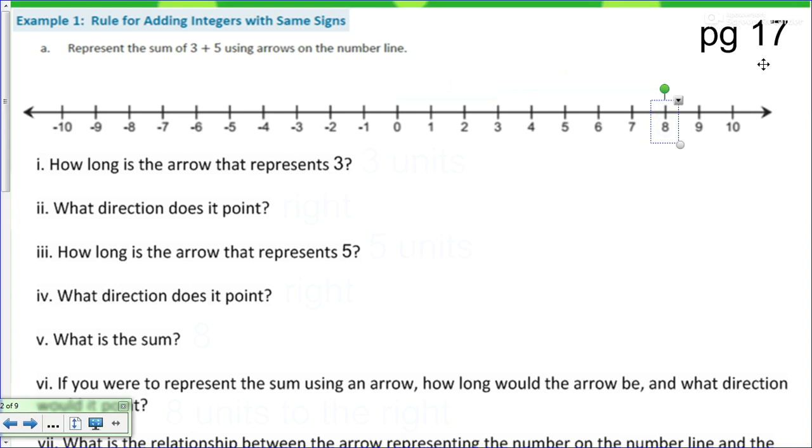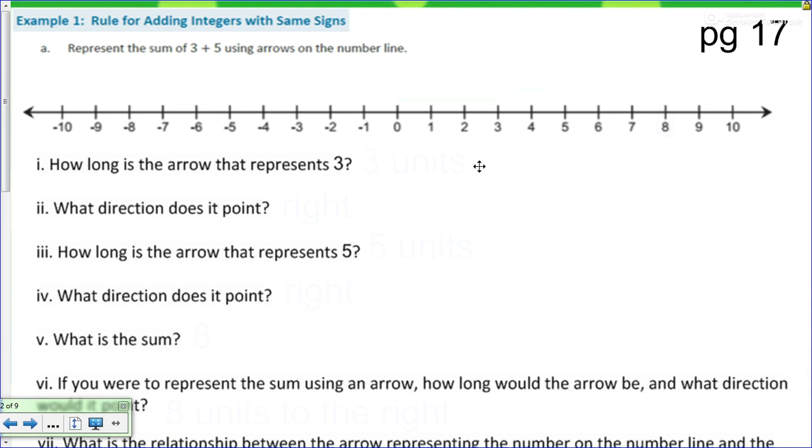So on page 17, you have a whole bunch of questions. You need to diagram the 3 plus 5 on your number line and then answer the questions. They do go on to the top of page 18. So pause your video, take a minute or two, diagram this out, and then restart your video because I'm going to explain what you should have written down and how this all works.